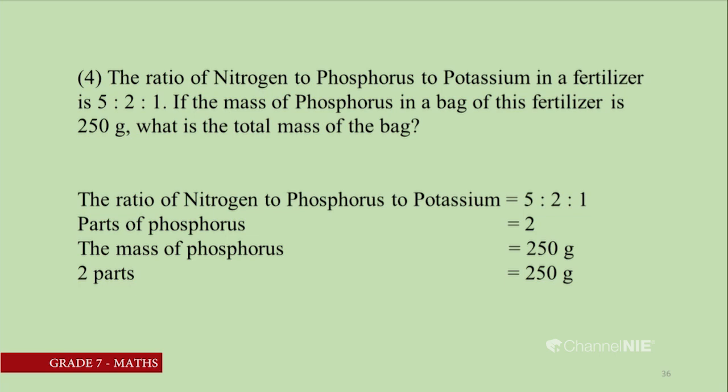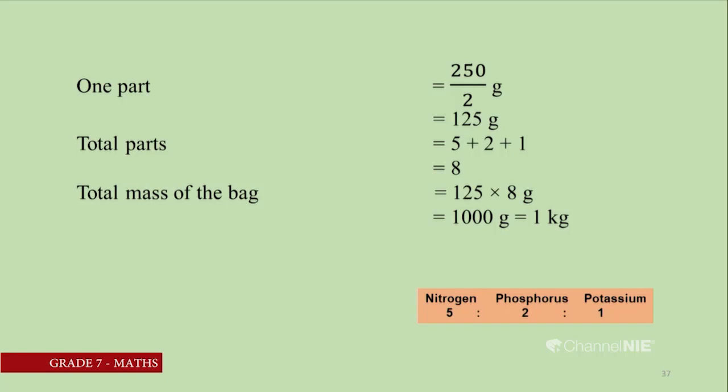In the ratio 5 to 2 to 1, the parts of phosphorus are 2. We know that 2 parts is equal to 250. You want to find out the value of a part. The value of one part: 250 grams should be divided by 2. As a result, my kids, you have 125 grams. Then the total number of parts, the sum of the numbers in the ratio, 5 plus 2 plus 1, is 8. Now you want to multiply 125 by 8 to find out the total amount.